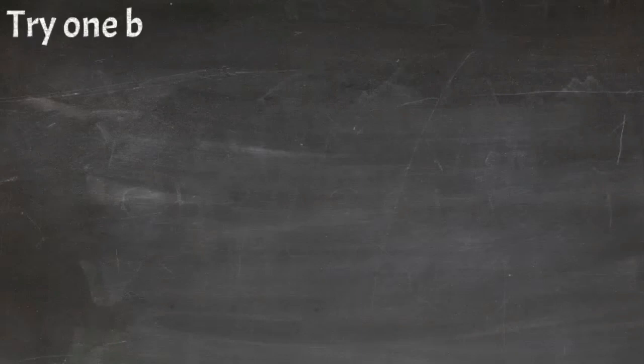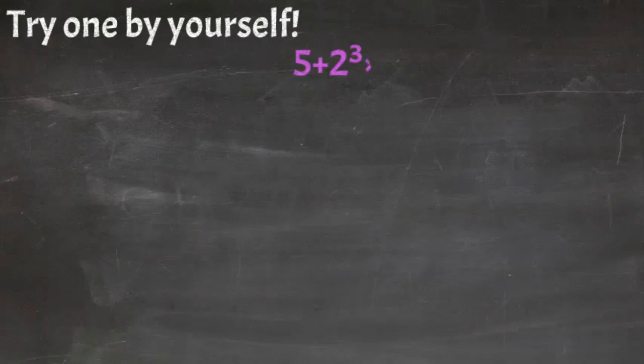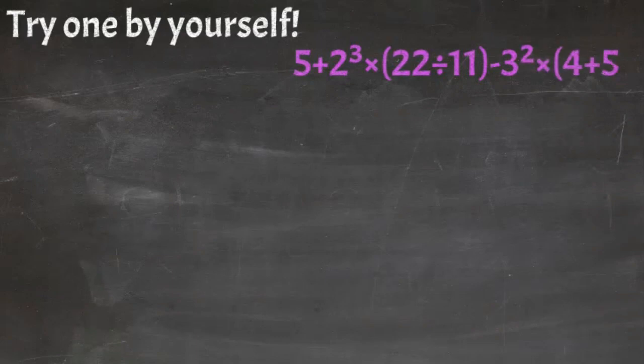Try another one by yourself. This one's a little harder. Here's the equation. 5 plus 2 to the third power times the quantity 22 divided by 11 minus 3 squared times the quantity 4 plus 5.